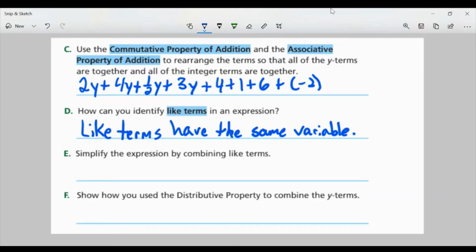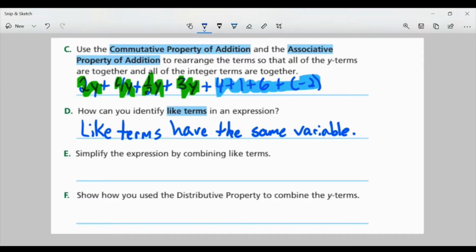For part E, simplify the expression by combining like terms. The like terms are 2y, 4y, 1/2 y, and 3y. Those are all like terms. 4 plus 1 plus 6 plus negative 2 are also their own like terms, just integers. So now I want to combine those.